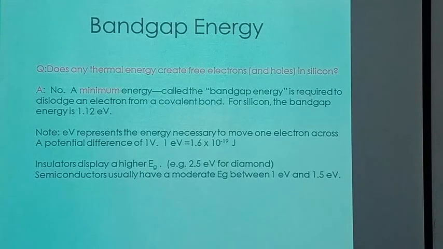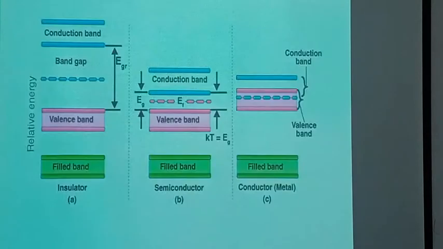So what is band gap energy? Band gap energy is nothing but the distance between the valence band and the conduction band. Does any thermal energy create free electrons and holes in silicon? The answer is no. A minimum energy called the band gap energy is required to dislodge an electron from a covalent bond. For silicon, the band gap is 1.12 electron volt. Insulators display a higher energy, that is 2.5 electron volt for diamond, and for semiconductors it lies between 1 electron volt and 1.5 electron volt.